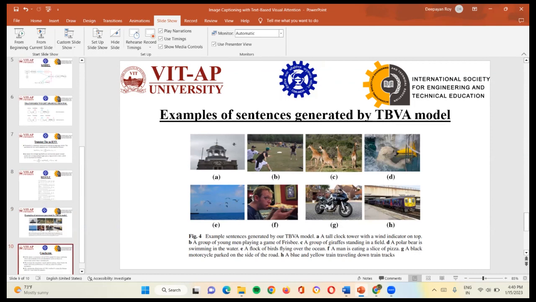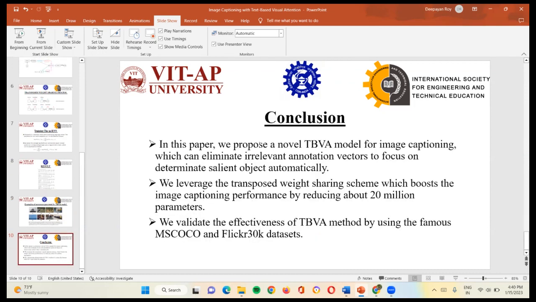So in conclusion, in this paper, we propose a novel TVVA model for image captioning, which can eliminate the irrelevant attention annotation vectors to focus on determined salient objects automatically. And we leverage the transposed weight sharing scheme, which boosts the image captioning performance by reducing about 20 million parameters. The datasets we are validating on are MS COCO and Flickr30K.